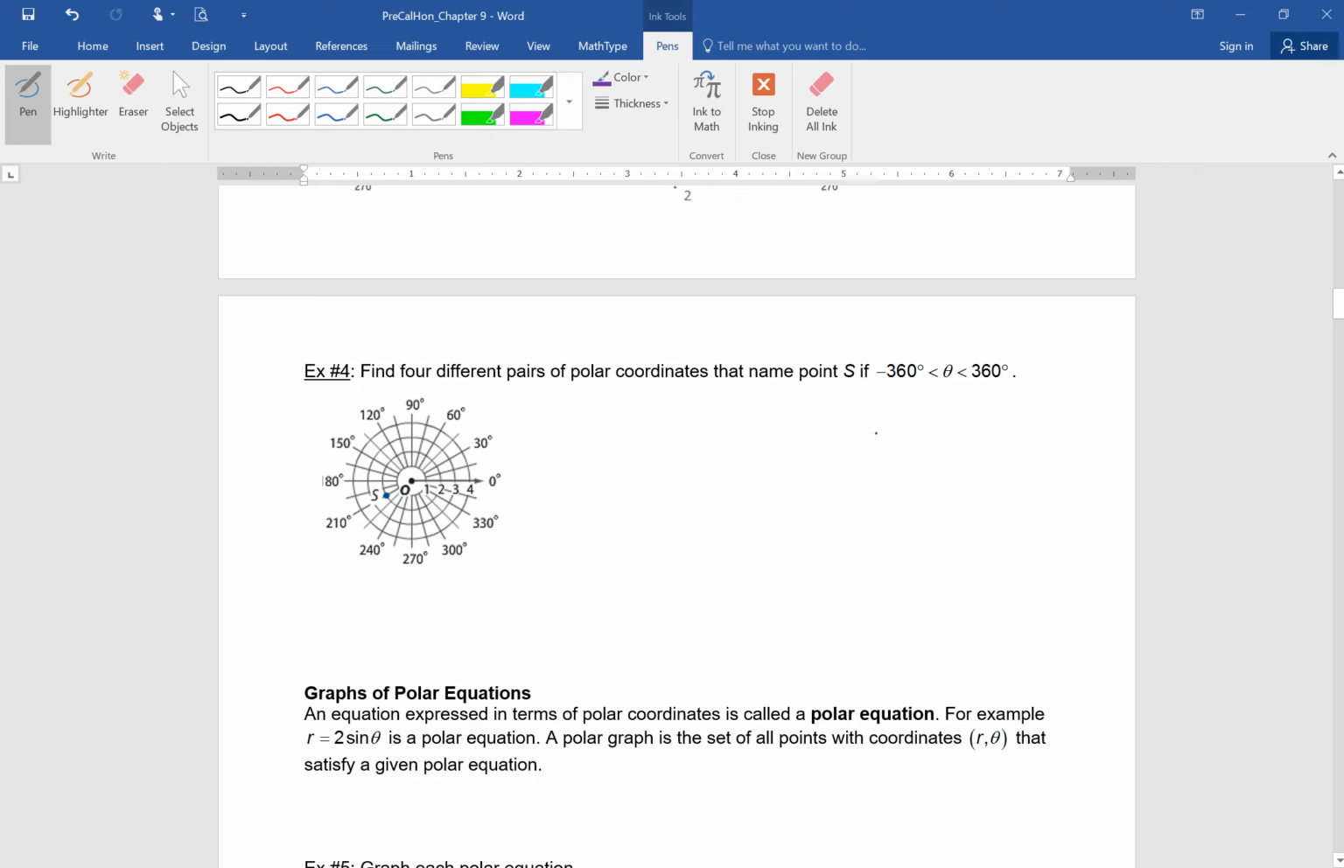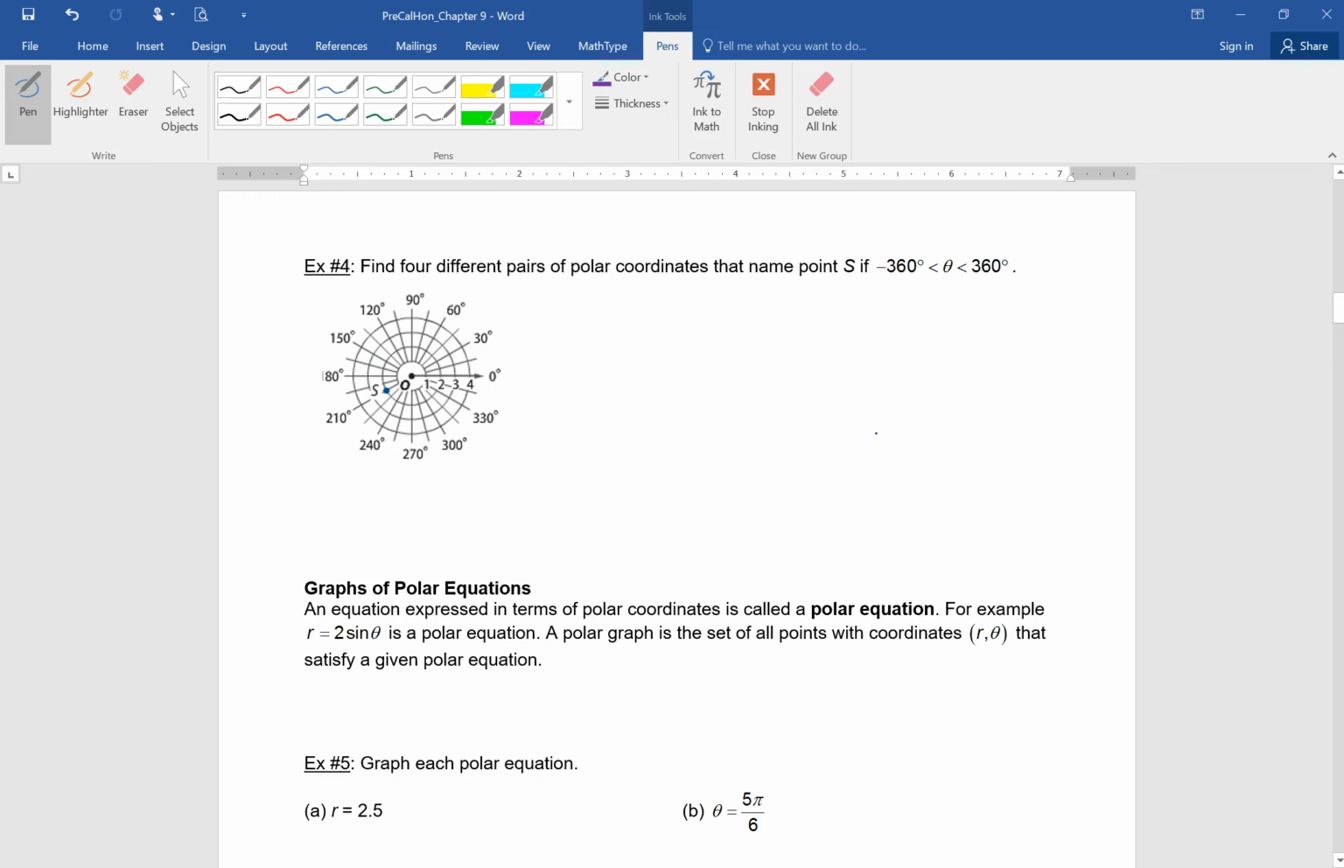With the same process, we can now be given a point. In this case, we're given this point. And we have to find 4 different pairs of polar coordinates that name this point. We want theta to be between negative and positive 360. So where is that point? First of all, it's at 210, and what is r? It looks like it's 2.